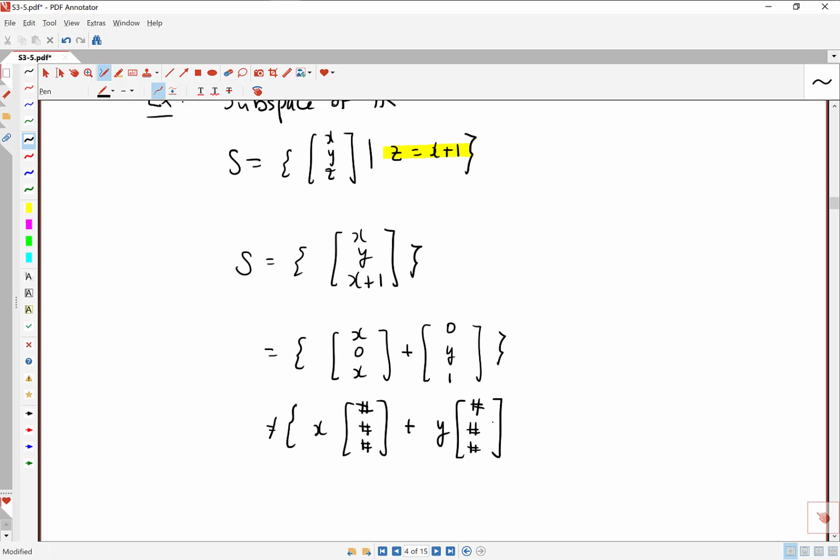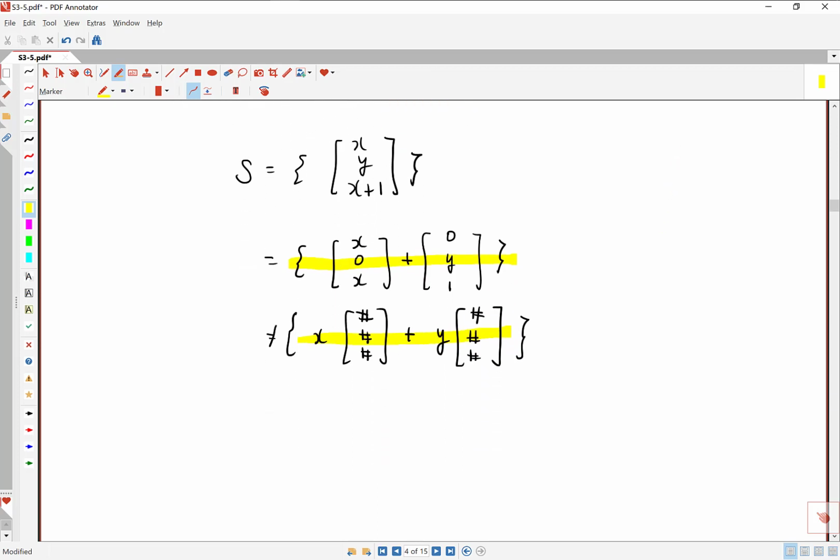And I could put set brackets on here just to make this logically correct. So this set of vectors that we had in the question cannot be written as a span. It cannot be written as some multiple of the first vector plus some other multiple of the second vector, where those vectors just have constants in them. So the answer to the question is no. And if you want to give a reason, you can say because the set S is not a span.